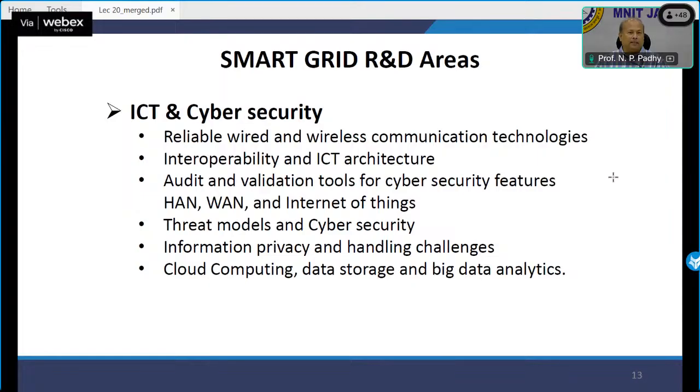A few more new areas, which are not related to electrical engineering, but if someone has interest, they can extend their work to information communication technology and cyber security. These include reliable wired and wireless communication technologies, interoperability and ICT architecture, audit and validation tools for cyber security features, WAN and Internet of Things, threat models and cyber security, information privacy and handling challenges. Cloud computing, data storage, and big data analytics are the fields.